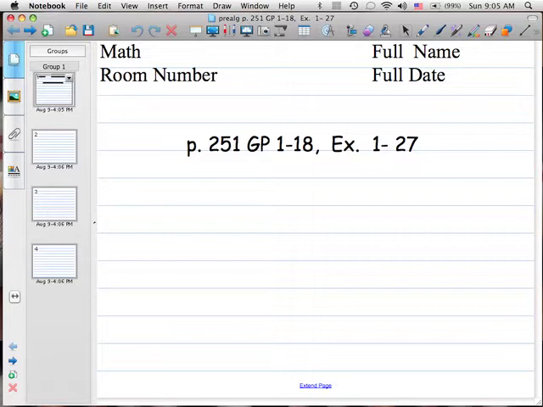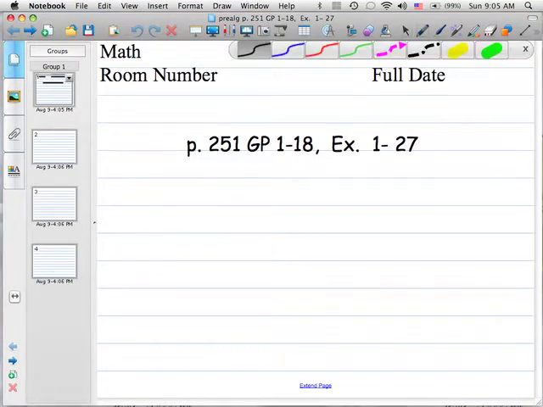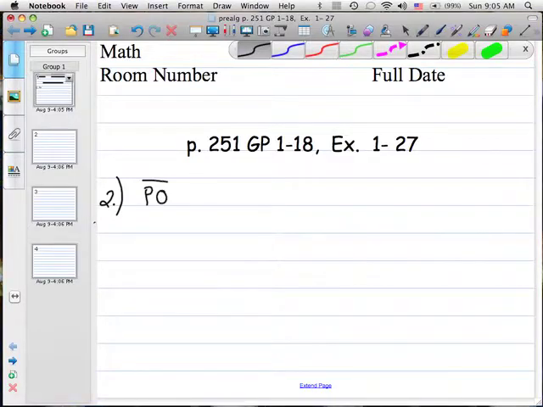We're ready to start the assignment, so open your book to 251, and it's guided practice 1 to 18, exercises 1 to 27. Fold your paper in half, skip a line, and we're ready to start number 2 on the guided practice. They want you to write each sentence in symbols, so it says line segment PQ. So remember, the symbol for a line segment is just the bar with no arrows, is parallel, the two parallel lines, to line segment MN. And that's how we write that.